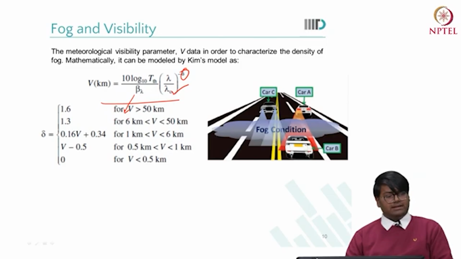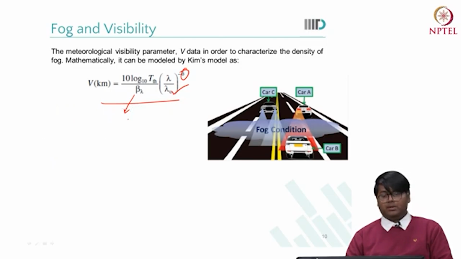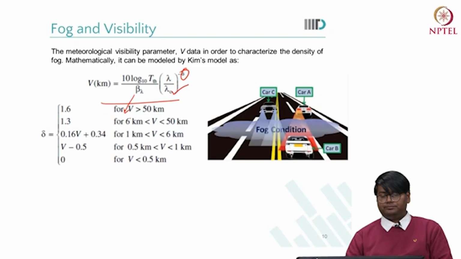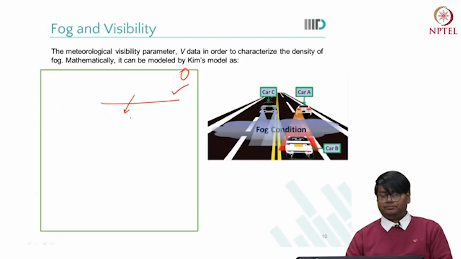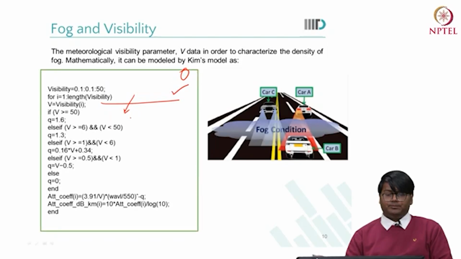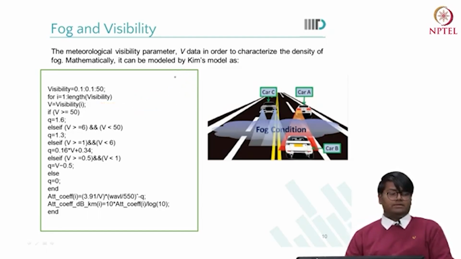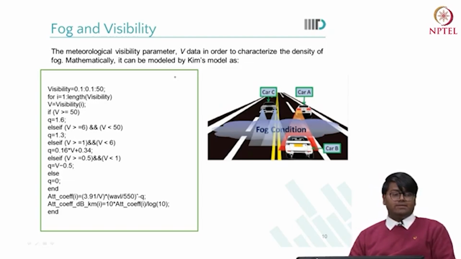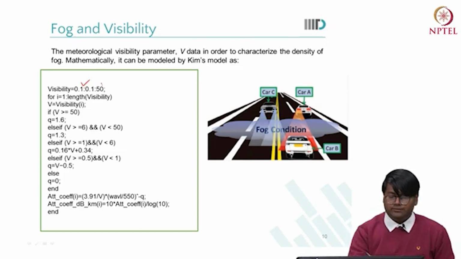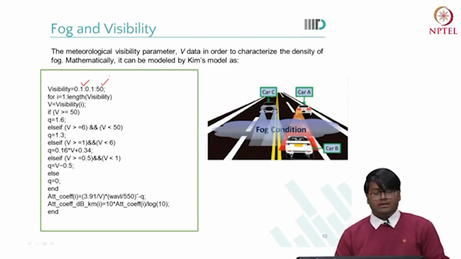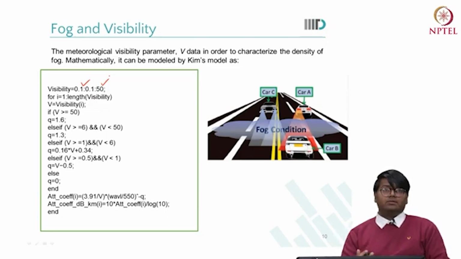Now, let us see a MATLAB code for simulating the attenuation against the visibility using this Kim model. This is a simple MATLAB code which is used for simulating the attenuation against the visibility. We vary the visibility from 0 to 50 kilometers. Then we implement what we have defined earlier as delta.